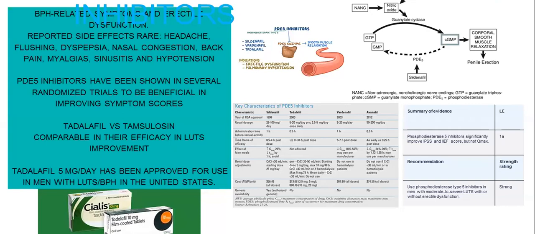Moving on to PDE5s. Sorry, the slide formatted a little bit strangely there. The PDE5 inhibitors have been shown in several randomized trials to be beneficial in improving symptom scores for patients with BPH-associated LUTS and erectile dysfunction. A 2018 Cochrane review of 16 randomized trials comparing PDE5 inhibitors with placebo or alpha blockers in men found that they reduced symptom scores slightly compared with placebo, but with a possible increase in adverse events. They were not found to be superior to alpha blockers, and there was no benefit of adding PDE5 inhibitors to alpha blockers or 5-alpha reductase inhibitors.